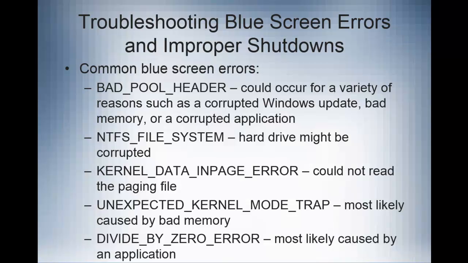Here's just some of those common blue screen errors that you might come across. Hopefully you don't, but you might, such as the bad pool header, the kernel data in page error, and unfortunately the unexpected kernel mode trap, which like I said earlier is mostly caused by bad memory. If you take a look at the bad pool header, there are several different things that could cause this error to happen and your computer to shut down.